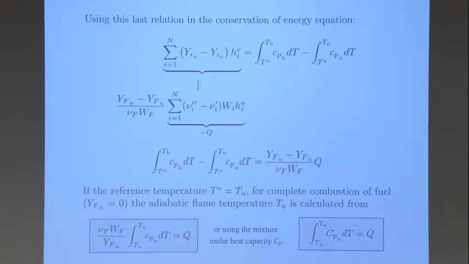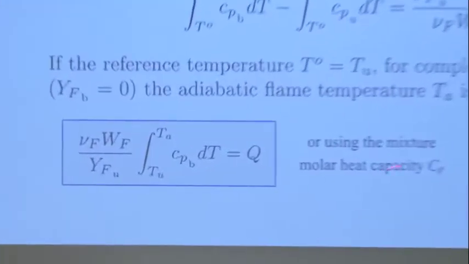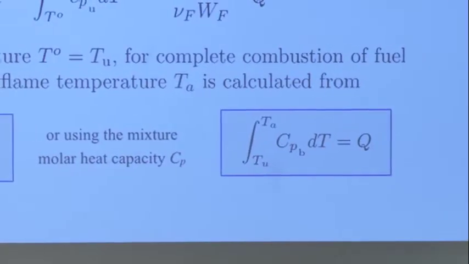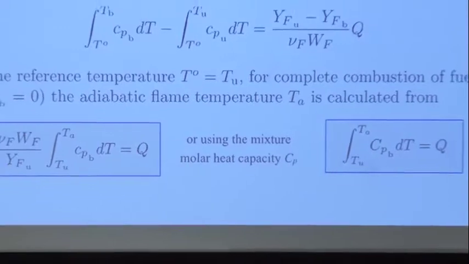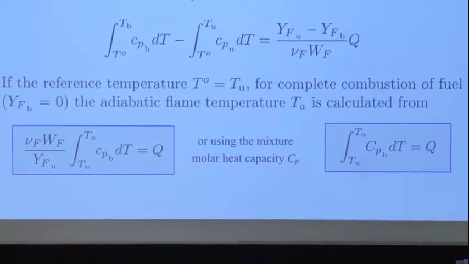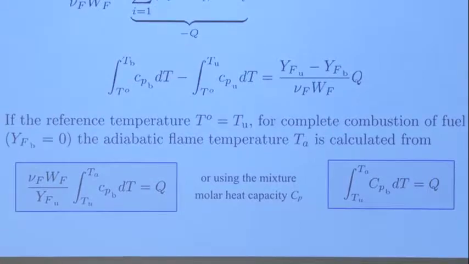So what you have to do is, you know what Q is, that's the heat release. So you have to assume a certain value of TA and evaluate the integral on the left-hand side. If it's equal to Q, fine. If not, iterate again until you find the right TA that satisfies the relation, okay? If you rewrite this expression in terms of molar heat capacity, it just simplifies to this. In other words, those factors are the factors that make the change from mass to molar heat capacity.